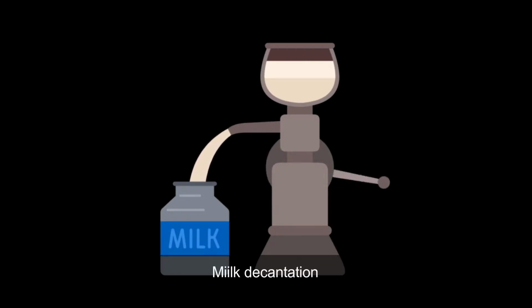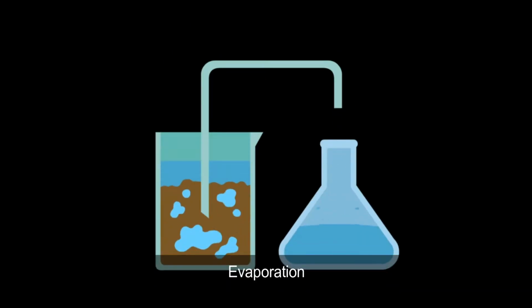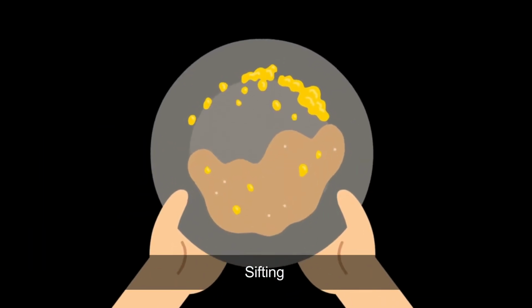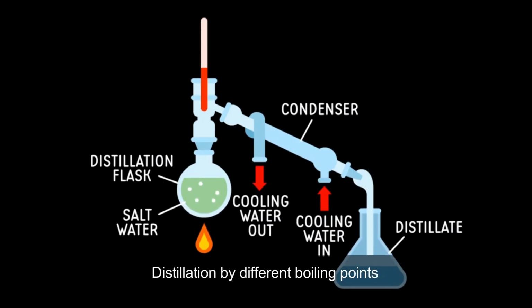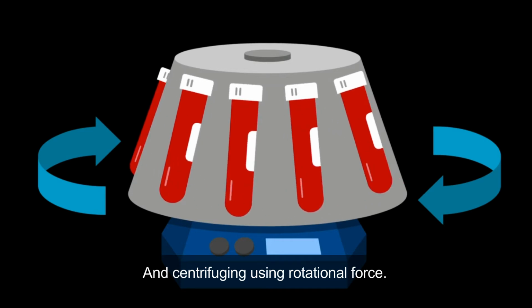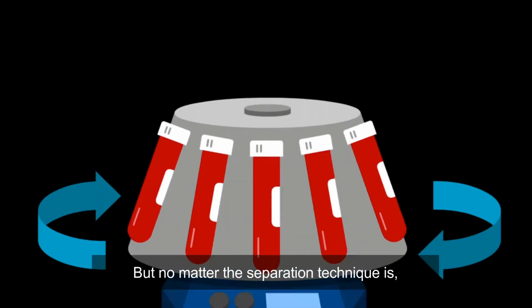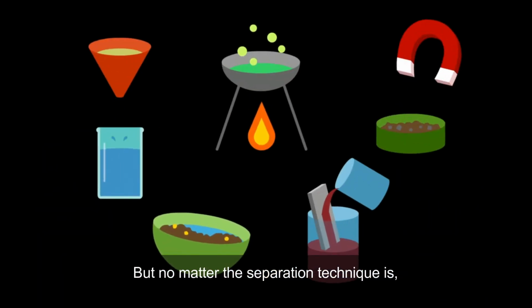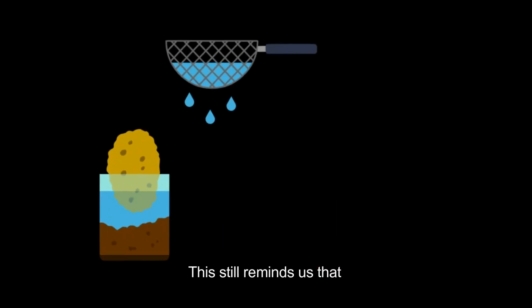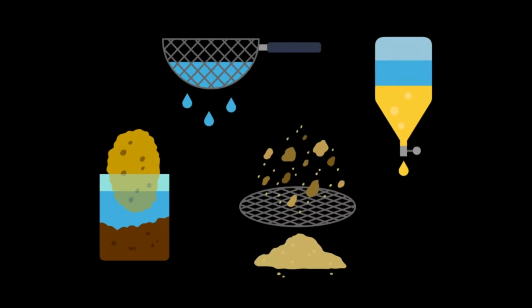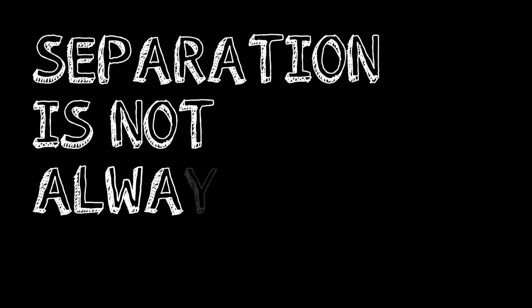These are just some of the examples of separation techniques. There are still others like milk decantation, evaporation, sifting, distillation by different boiling points, and centrifuging using rotational force. But no matter the separation technique is, this still reminds us that separation is not always a bad thing.